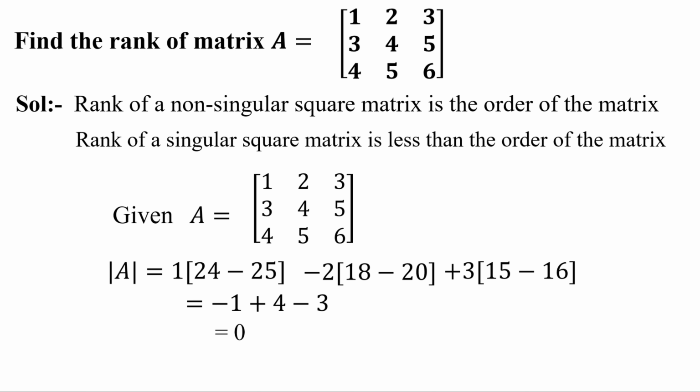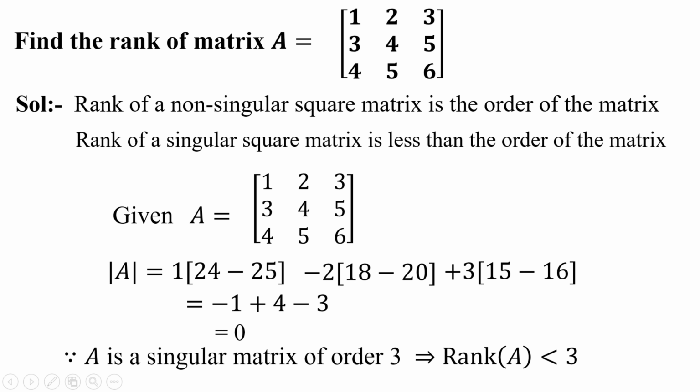So this is a singular matrix. For a singular matrix, rank will be less than the order. So rank of this matrix will be either 2 or 1. As you know, rank of a matrix will be 0 only for zero matrices. Since this is a non-zero matrix, minimum rank it can have is 1.